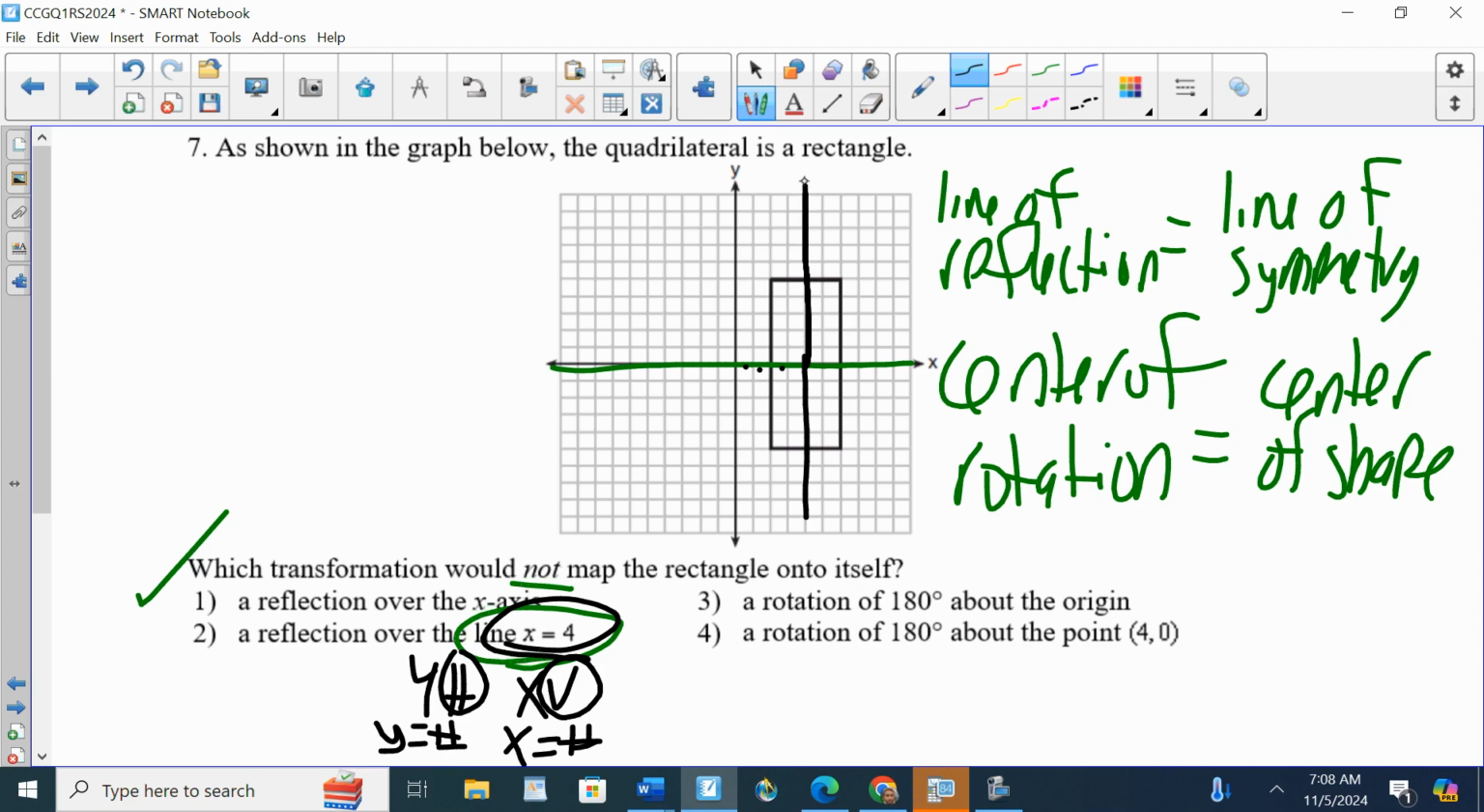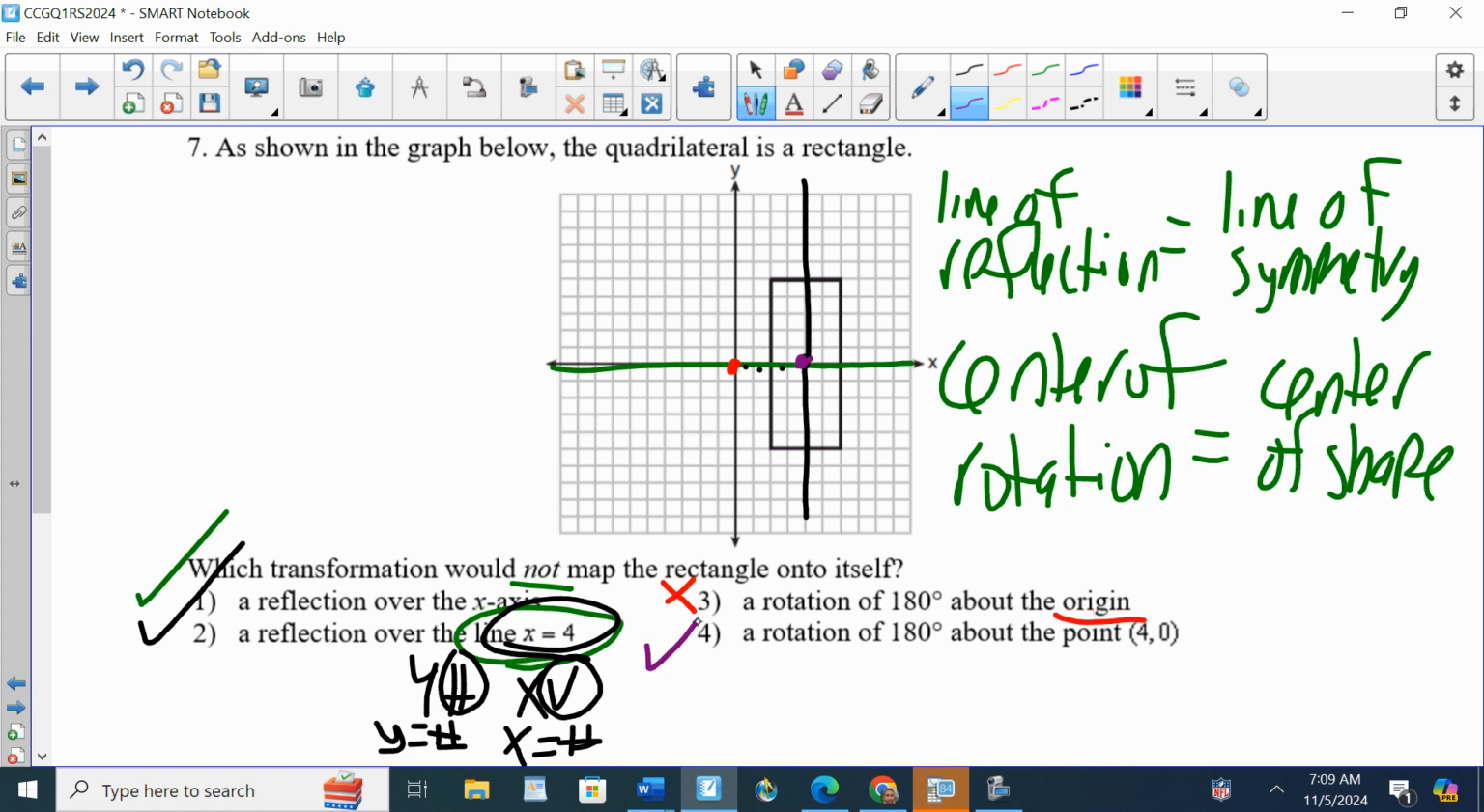Is that a line of symmetry? Is that cutting the shape exactly in half? Yes. Center of rotation equals center of shape. Rotation of 180 centered at the origin. Is the origin the center of the shape? No. That will not map it onto itself. 4, 0. Is 4, 0 the center of the shape? Yes, that will map it onto itself.